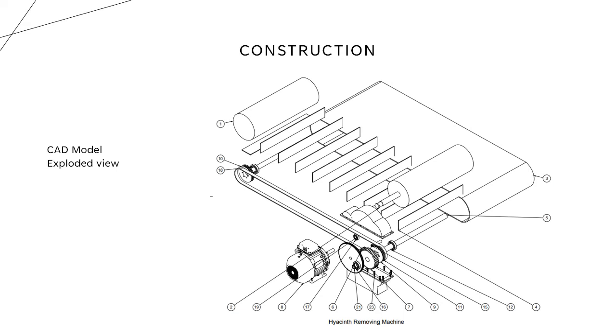And this is the exploded view of the CAD model, which includes the motor casing, different gears acting within it, the rollers, the belt drive, the shafts involved within the working of it, and other components, as you can see.